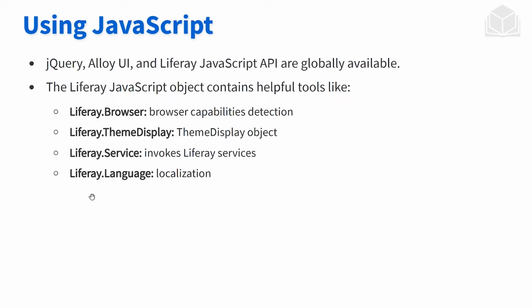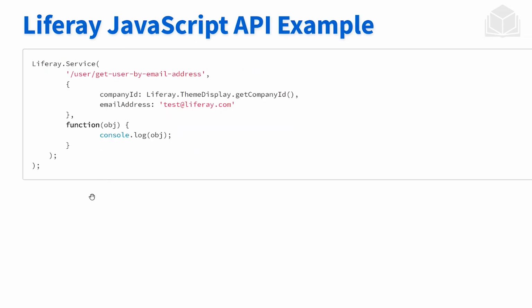Liferay's JavaScript library contains a number of objects that can be very helpful during your development. Here we have a list of the JavaScript objects that we're able to use. Each one has its own specific use case to be able to manipulate or tap into specific things in the Liferay world. One example here is the Liferay theme display object. We can access it through our JavaScript. Here's one example using the Liferay service.